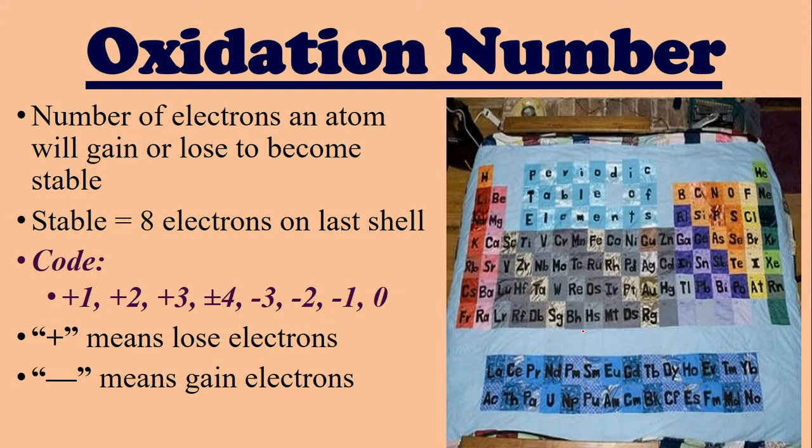Oxidation numbers is another thing that everything in the same group have in common. They're the number of electrons an atom will gain or lose to become stable. All atoms want to become stable. And stable means that there is 8 electrons on the last shell or on the last energy level. So if you don't have 8, your goal is to get 8.